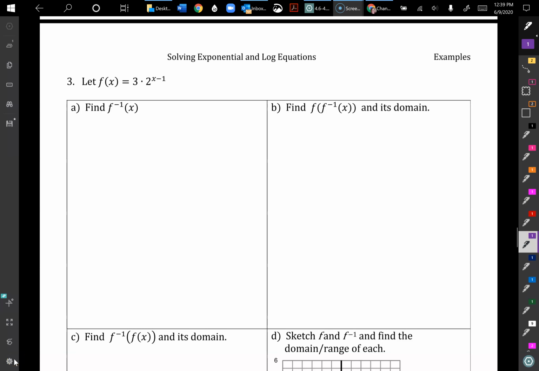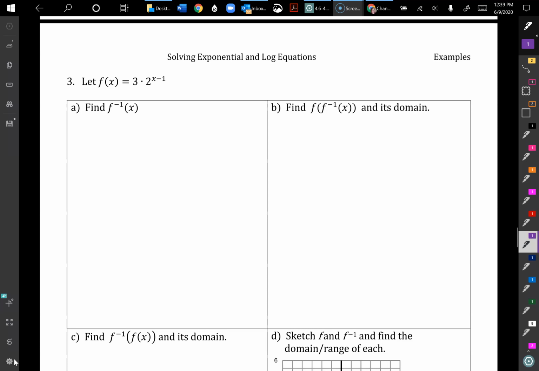Okay, this video is on part 3 of 4.6 and 4.7. We're going to take a look at inverses and how to write them, and go back and forth, do an exponent inverse and a graph and everything too.